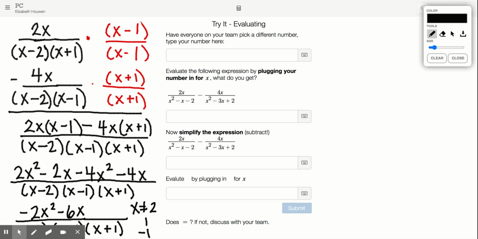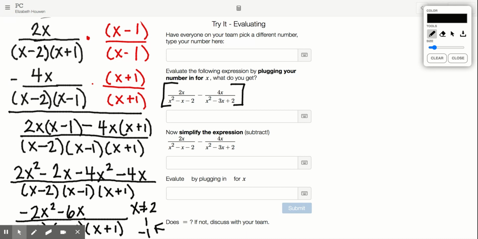So what we're going to do is plug a number into the original problem right here, the problem that we were originally assigned. So we're going to plug a number into, I'll just circle it here, the original problem. And then we're going to plug a number into our solution, which is down here. And then we're going to see if those two are the same.